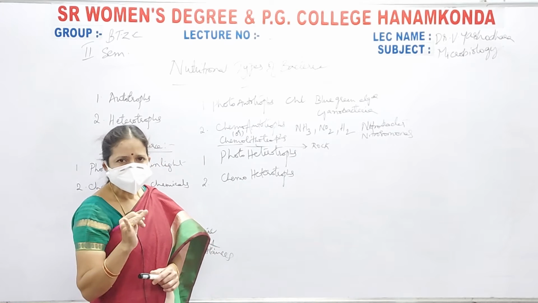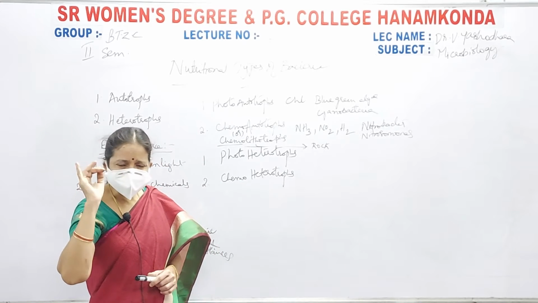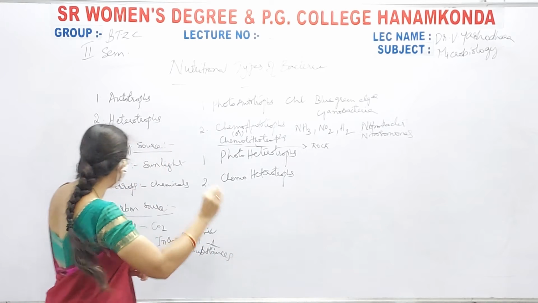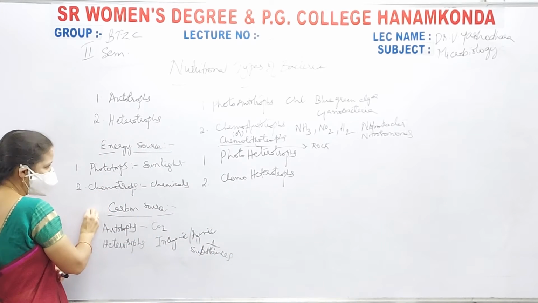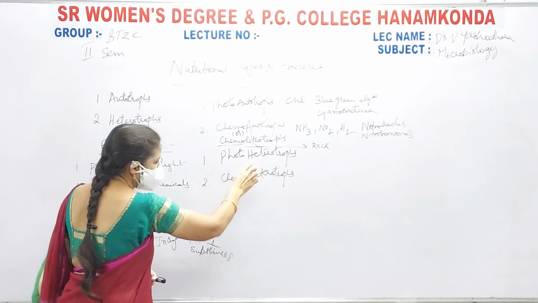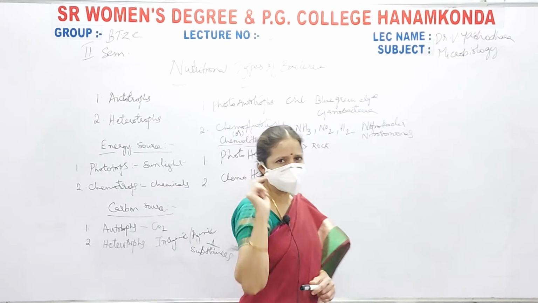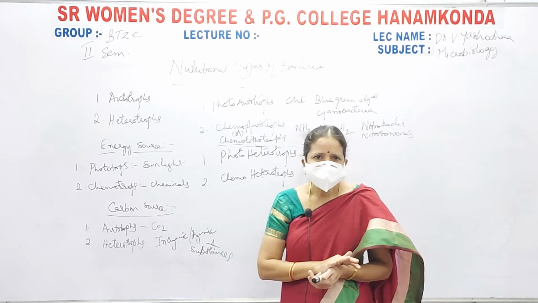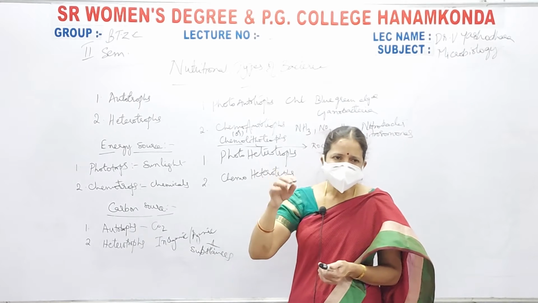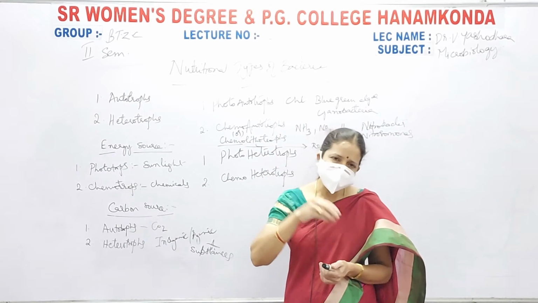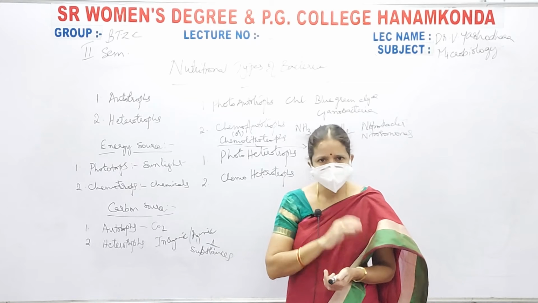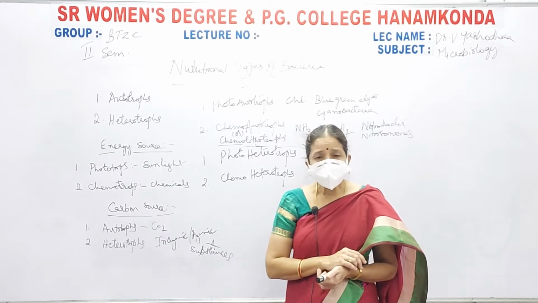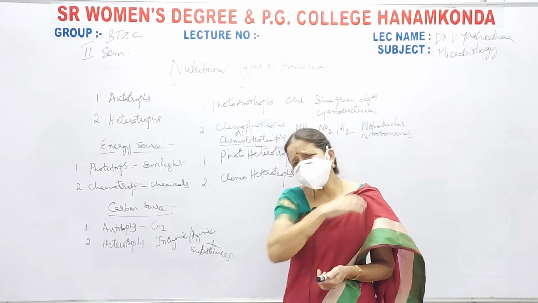Second thing, when the organism is synthesizing the food in the presence of this energy source and carbon source, then only these heterotrophs will absorb the nutrients from that organism. That means the condition is that though they are feeding on another organism, though they are dependent on another organism for its food, it won't take the food from any organism.